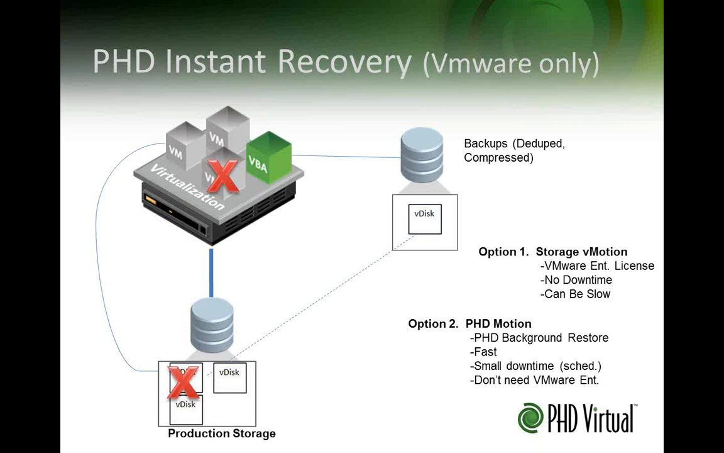The second option is what we're calling PhD Motion. This allows you to do a PhD restore in the background. It's extremely fast, like our regular restore process. There's a small amount of scheduled downtime in order to reboot the machine, and you don't need that VMware enterprise license. Once you get PhD Motion or the storage vMotion in place, you're going to be back up and running with that VM in no time.